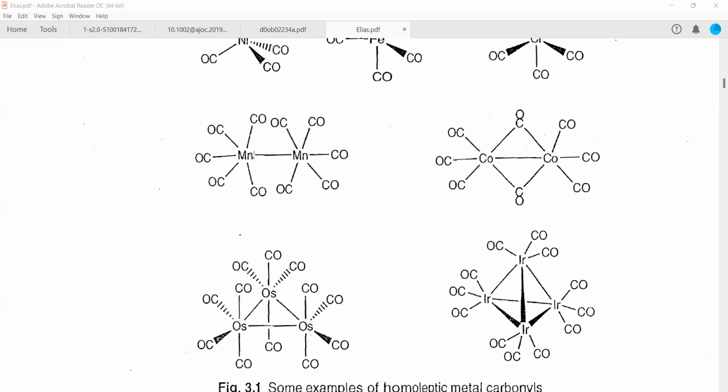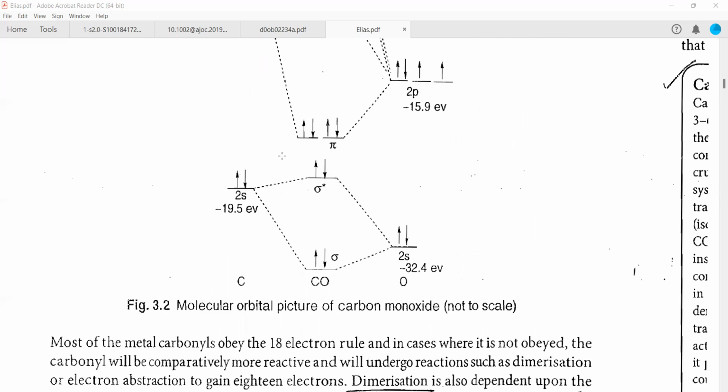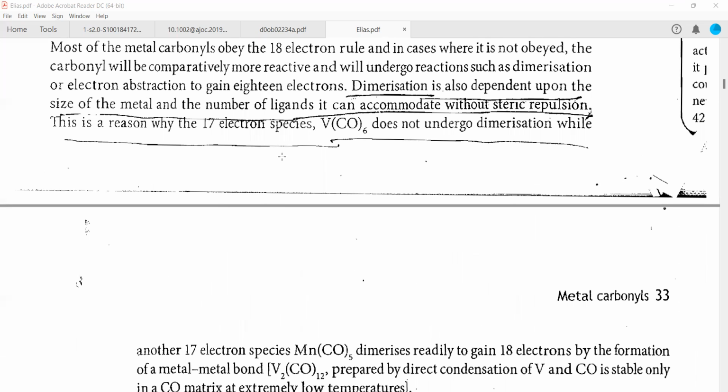But sometimes when it is lower than 18 electrons, what happens? Sometimes it dimerizes if there is enough space. If it was quite congested, then it would not have dimerized. But in this case, it is not that congested. Manganese is not that small a metal, and that is why it is dimerizing to form 18 and 18. It's a one metal-metal bond, so one electron is counted for both metal atoms. So that is how the dimerization is happening. It's a way of completing the 18 electrons.